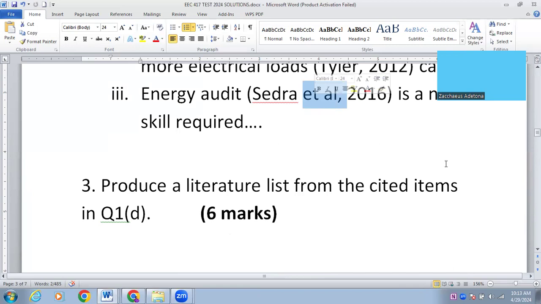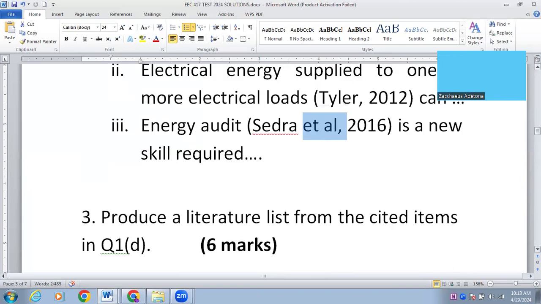We write a fictitious statement, which is just a hypothetical situation. Energy audit is a new skill required. So energy audit, that is what we want to cite. So we use Cedra et al., 2016. So that is the in-text citation for the 3 authors.